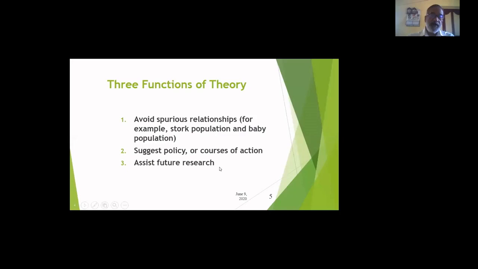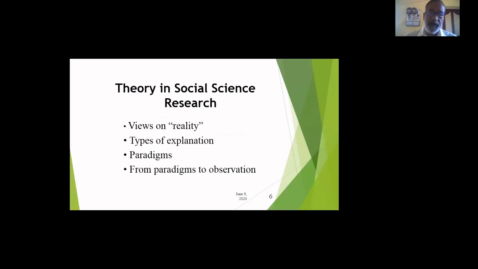So you need to carry on with a certain number of theories. Happily, we have a number of theories that we can fall back on and understand the kind of social science research and the kind of social science problem that we deal with. Theory in social science research is actually views on reality. They are types of explanations, and they are indeed paradigms. They are also paradigms to observations.